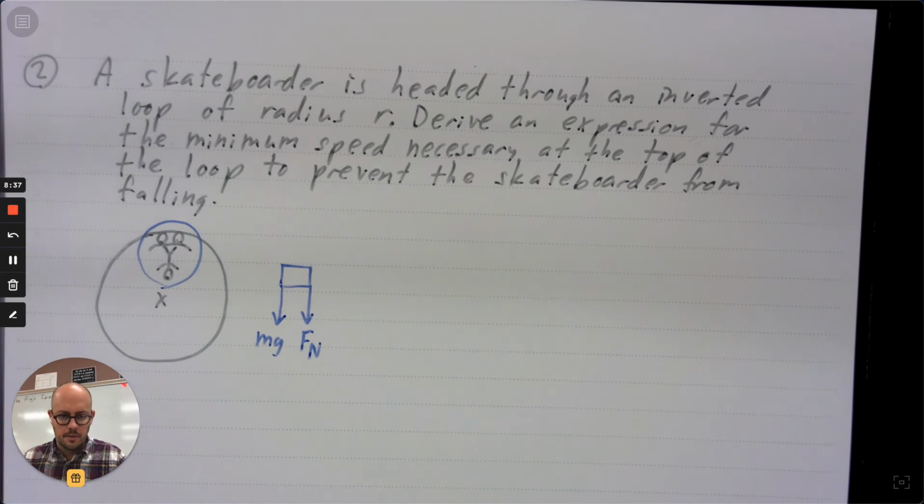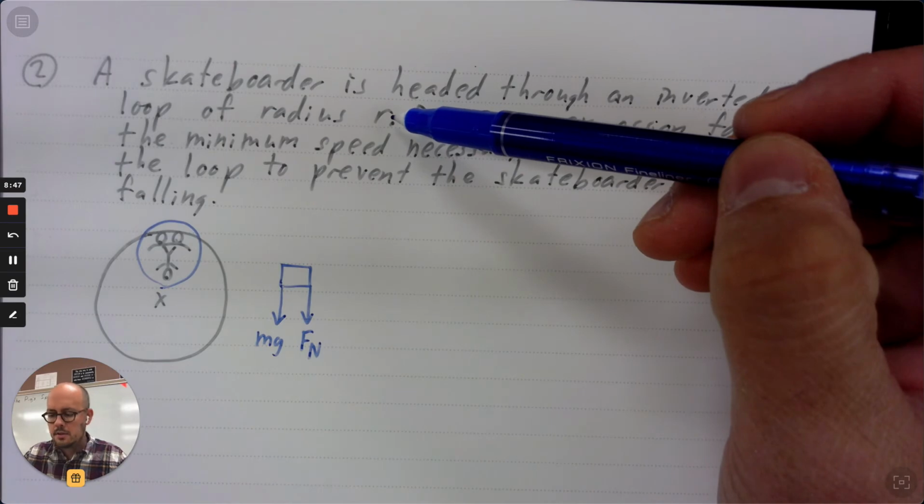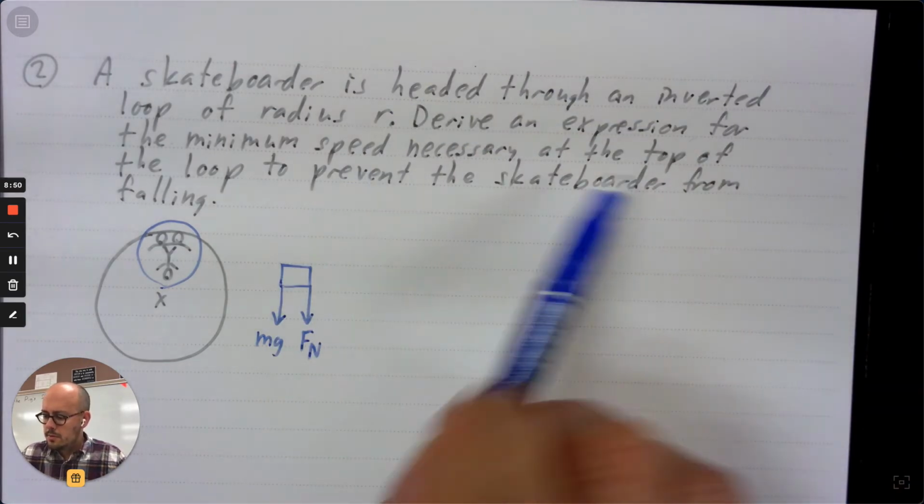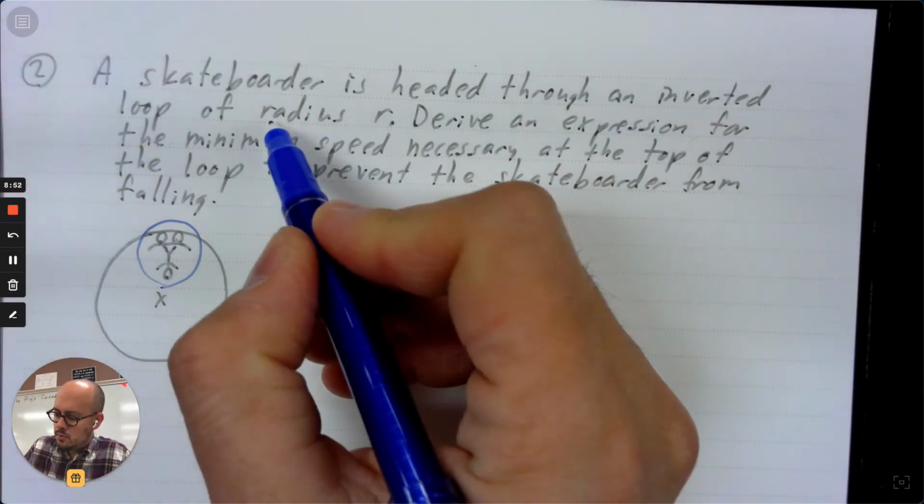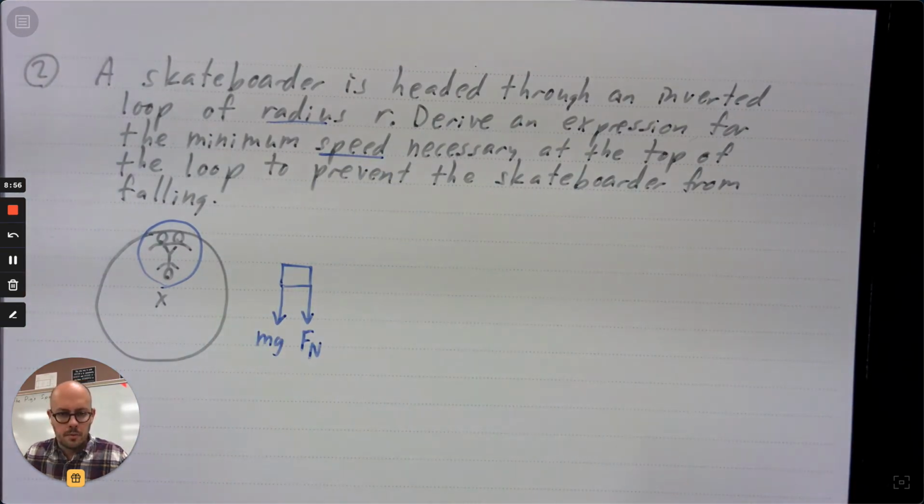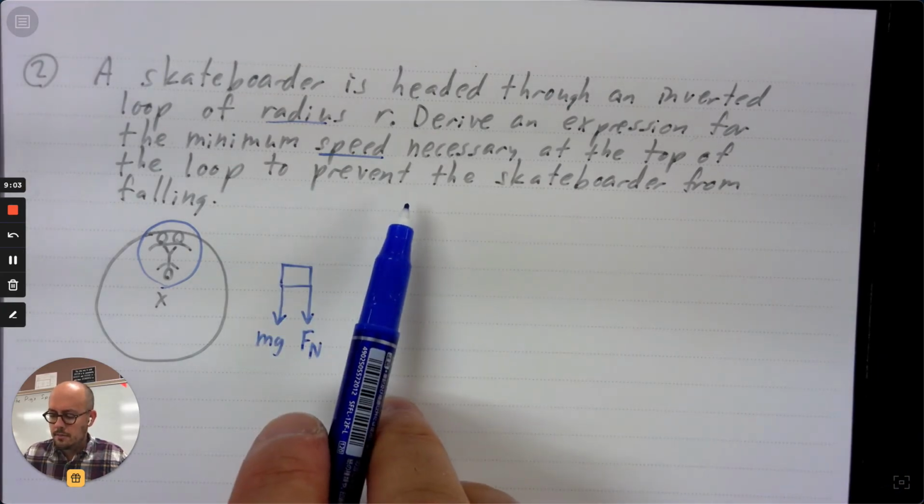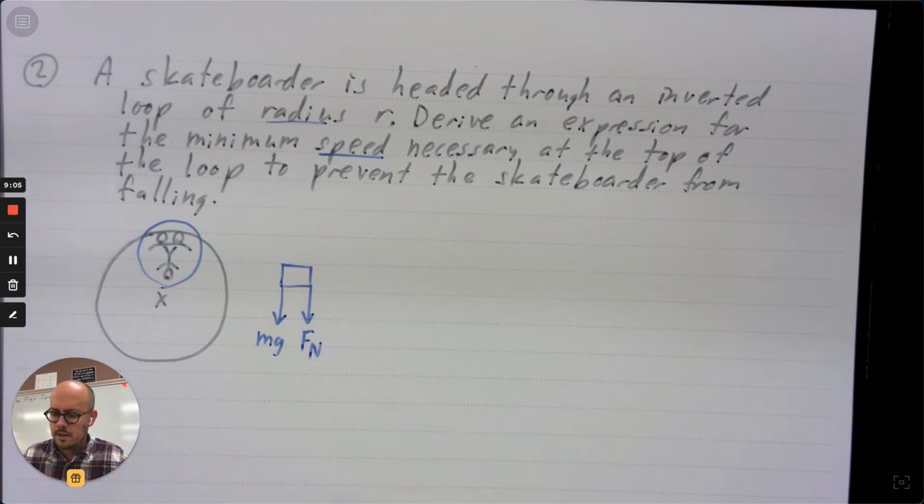So that's the start of this problem. I'm going to pretend that we don't know what to do next and take a look at the problem. Okay, so we have the radius of the loop. Derive an expression for the minimum speed. Okay, so radius and speed are the two variables that we know are involved here to prevent the skateboarder from falling. Well, that's kind of tricky. This is totally new.